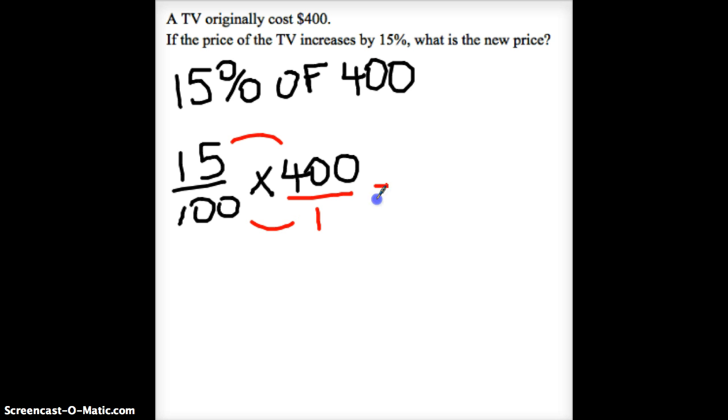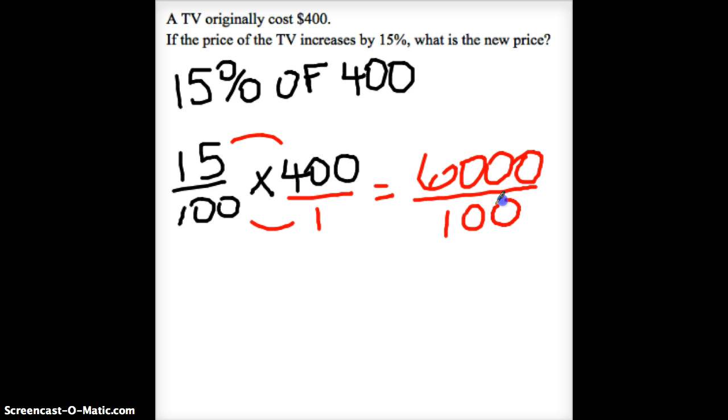What I wind up with is 15 times 400, which gives me 6,000, over 100 times 1, which is 100. To simplify that, I cancel out the zeros here and here, and what I'm left with is 60. So 15% of 400 is 60, but that's not what the question's asking.